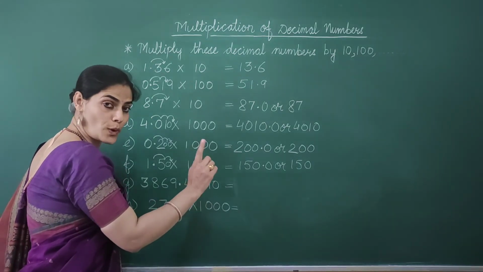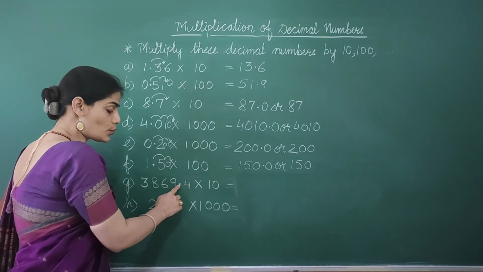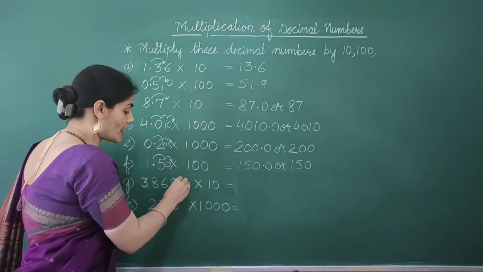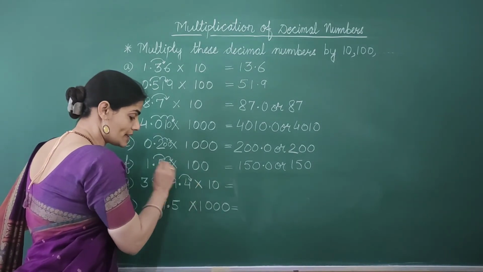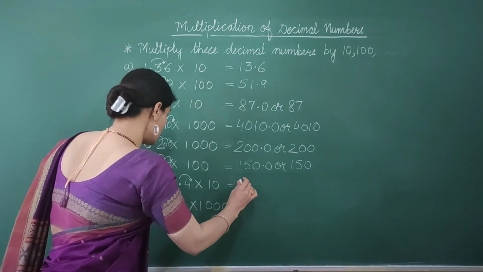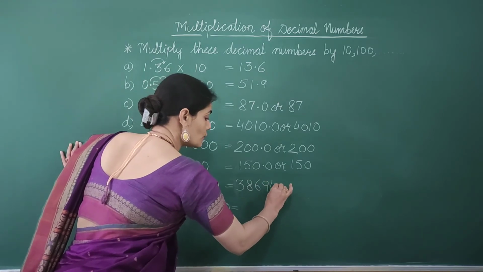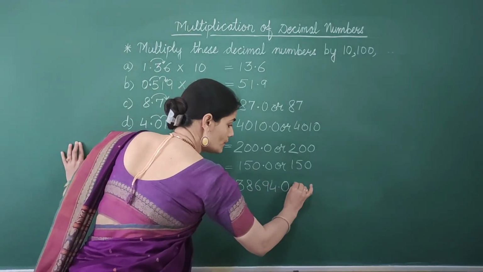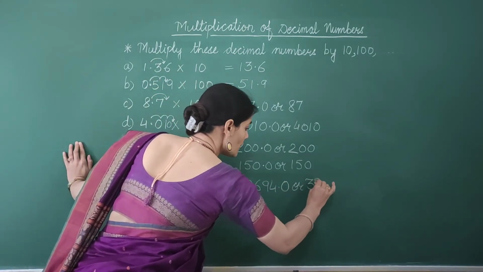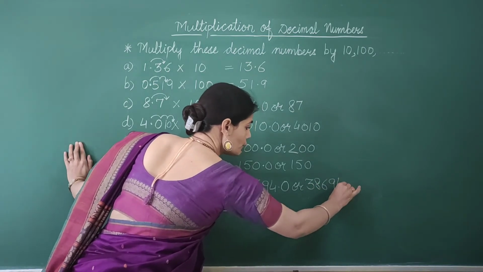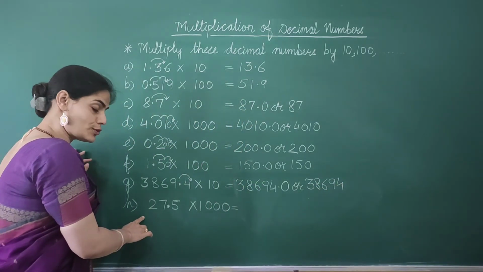In part G, 3869.4 is to be multiplied by 10, and 10 has 1 zero. So this decimal point is going to shift towards the right by 1 place. So what are we going to write here? We'll write 38,694.0 or 38,694 only.